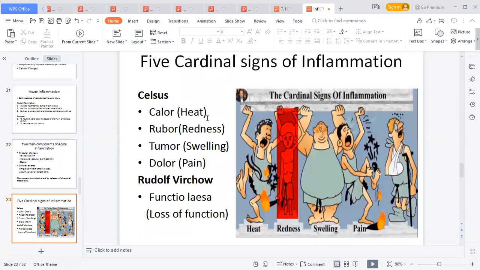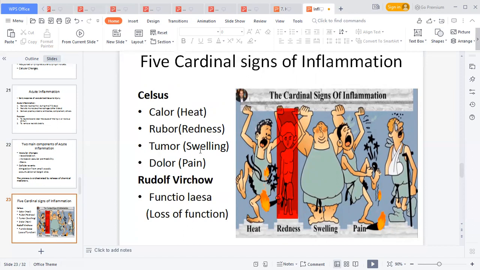So rubor, because the blood is going there. A lot of blood is going there, so that will cause redness. Swelling, which is tumor. So these are Latin words. I don't know if they're Greek or Latin: calor, heat; rubor, redness; tumor, swelling. So they swell. They form like something like an abscess. They swell like edema, the way the edema looks. Yeah. So they swell, that is swelling.